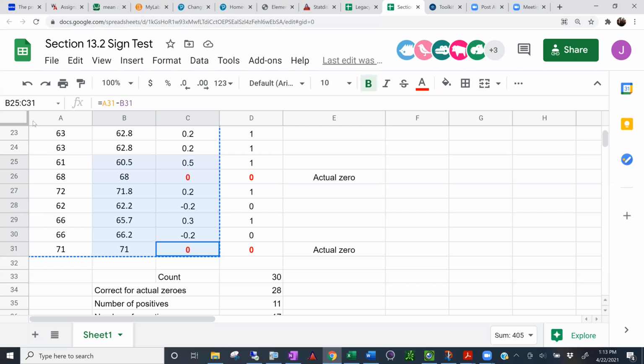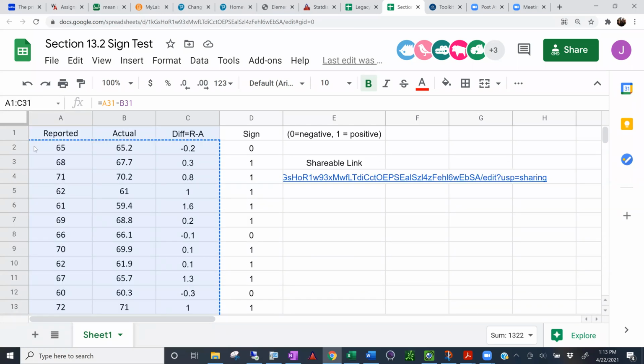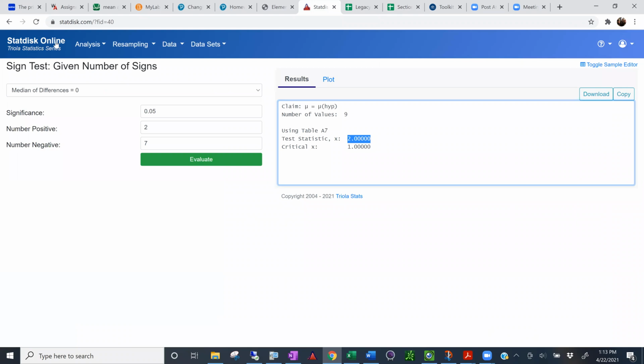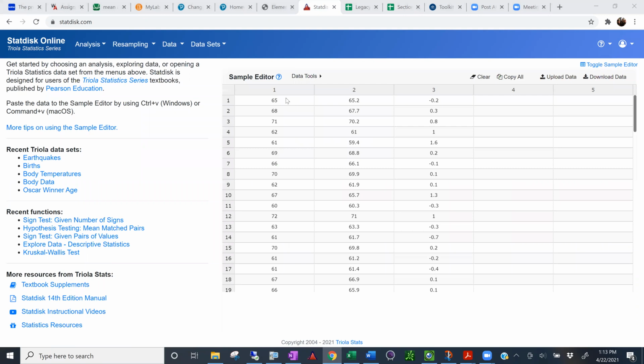I don't know as though we'll need column C, but maybe copy it over anyways. So let's copy this data and paste it into StatDisk. If you need to, click the upper left-hand corner, or you can always do the toggle thing, and paste the data into columns 1, 2, and 3. I think we're going to need columns 1 and 2.